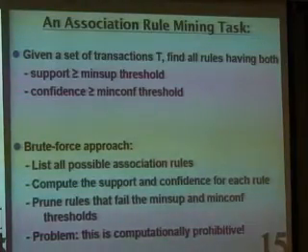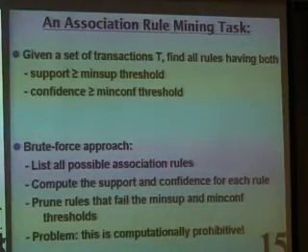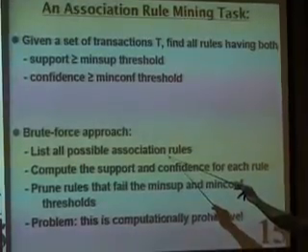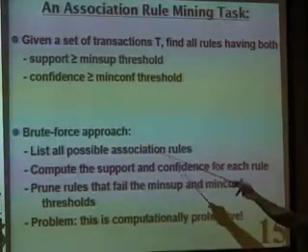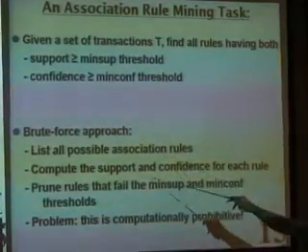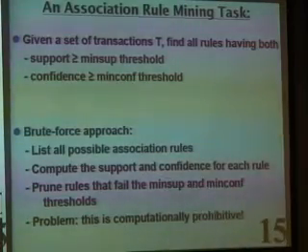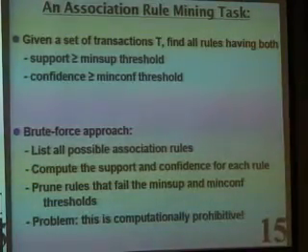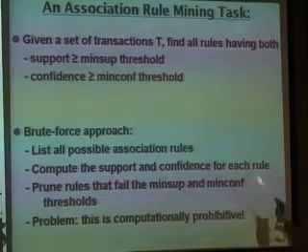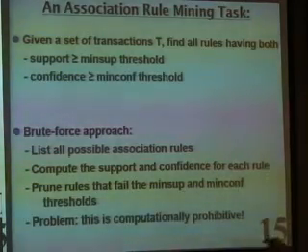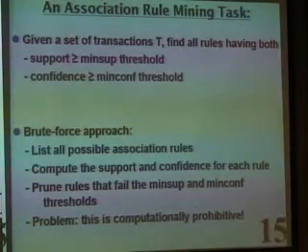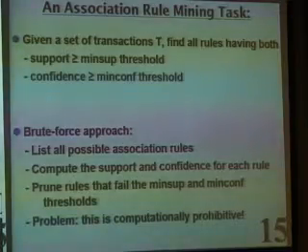But the most naive thing would be list all possible association rules. Okay, there's way too many of them, but you could list them all. Compute the support and confidence for each rule. Okay, a lot of computation. And then, remove all the rules that don't meet both of these criteria. Okay, of course, the problem is it's computationally prohibitive, and not only that, it's pretty stupid, because you can see there's a lot of shortcuts right away.